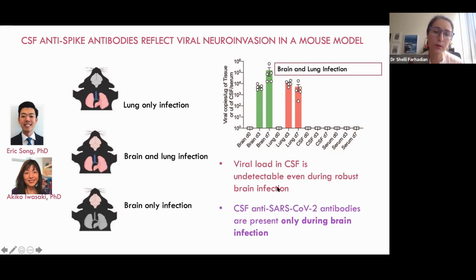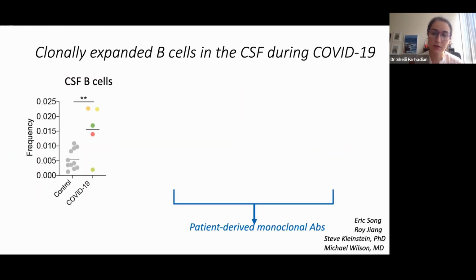In contrast, when we examined these animals for the presence of anti-SARS-CoV-2 antibodies, only the animals that had infection of the brain, in other words, these two models on the bottom, had detectable SARS-CoV-2 antibodies in the CSF. And so taken together, I think this really neat animal experiment suggests that viral load of the CSF may not be the most reliable detector of brain infection, whereas the presence of antiviral antibodies in the CSF, anti-SARS-CoV-2 specifically, are more suggestive of brain infection itself.